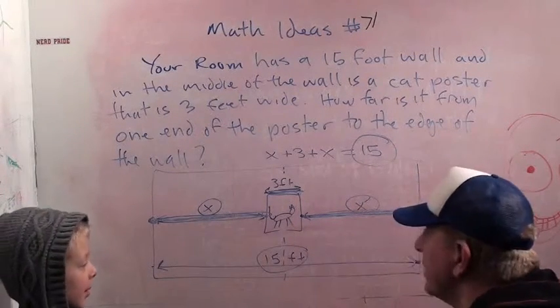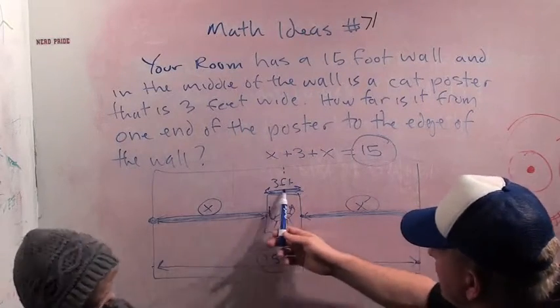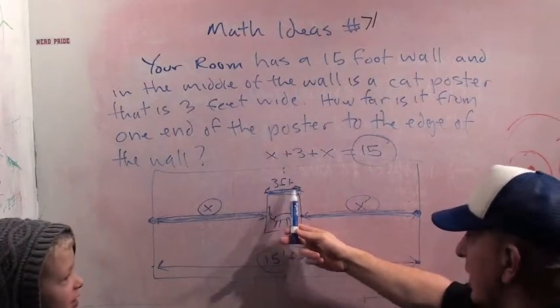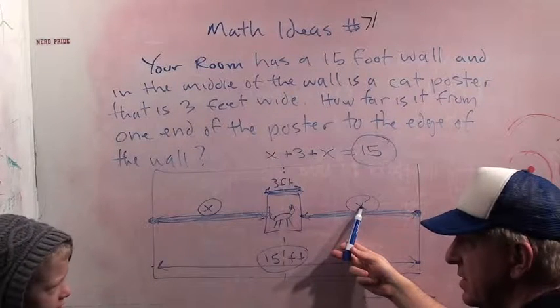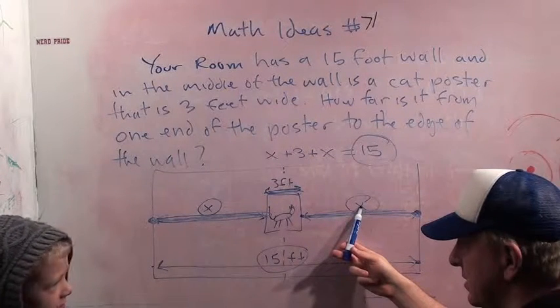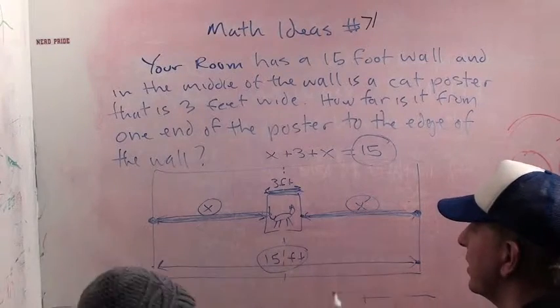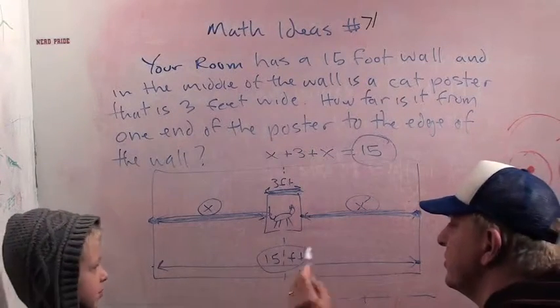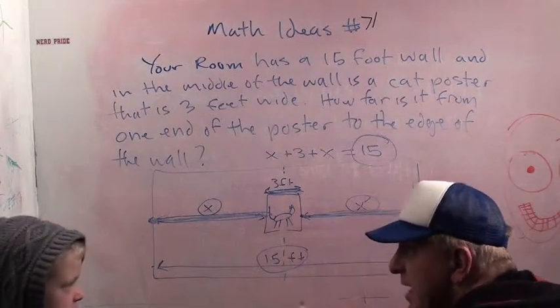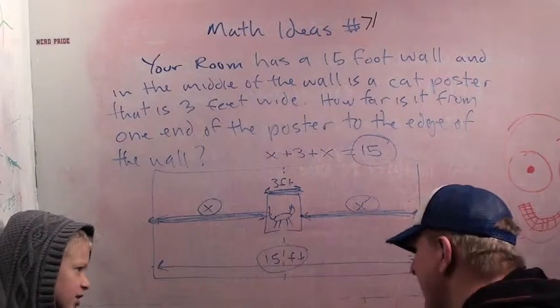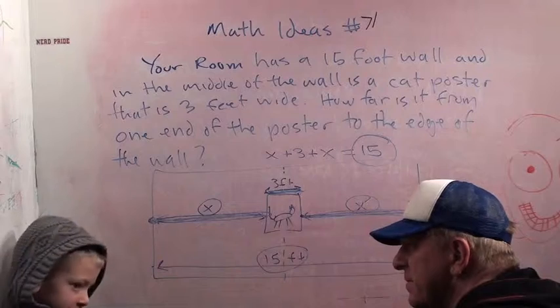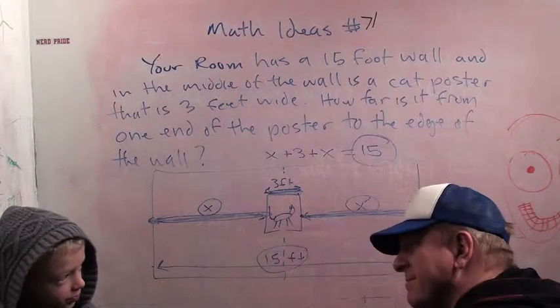8. 8, okay, great. What's 8 plus 3? 11. Plus 8 is? 11 plus 8 is? It goes over, it's 19. 19, so that's too big. Okay, so good. So we know that 4 is too small, and we know that 8 is too big. So something between 4 and 8.